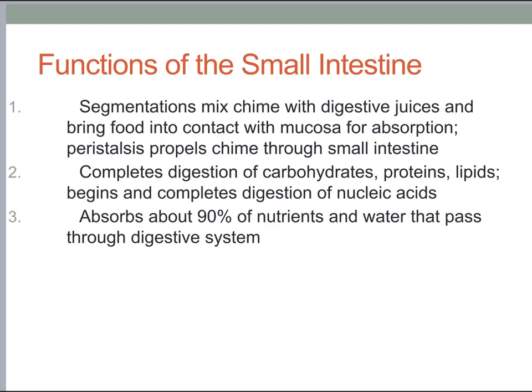To maximize absorption. So peristalsis is going to be the mechanism, the smooth muscle contractions we're going to use to help propel that chyme mixture through the small intestine. And here, mixing with enzymes from the pancreas, from the liver, and subsequently the gallbladder, we're going to complete digestion of carbohydrates, proteins, lipids. And we're also going to begin and finish digestion of nucleic acid. Remember, one of the functions of the pancreas was to secrete nucleases, which is going to break apart those nucleic acids. We're going to absorb about 90% of the nutrients and water that pass through the digestive system.